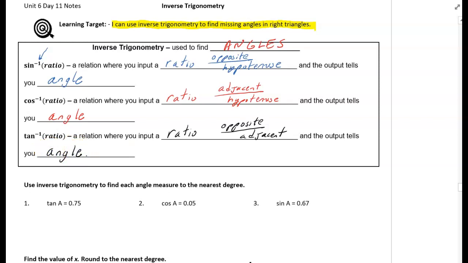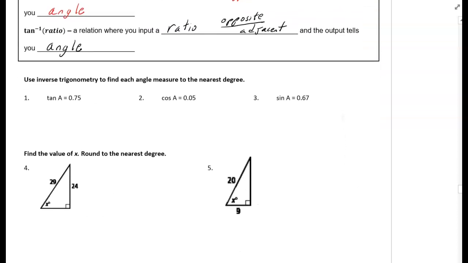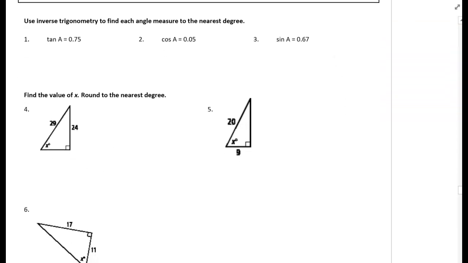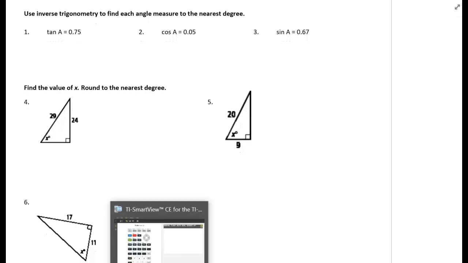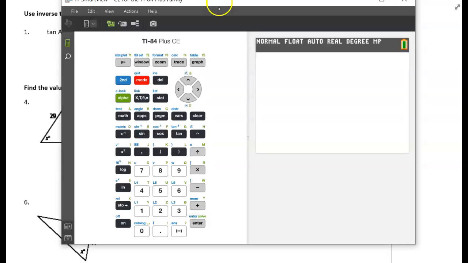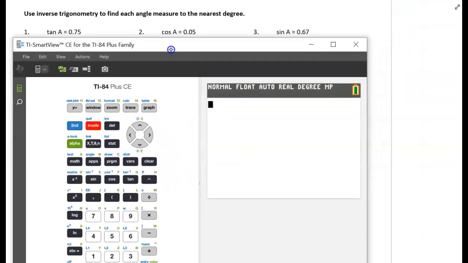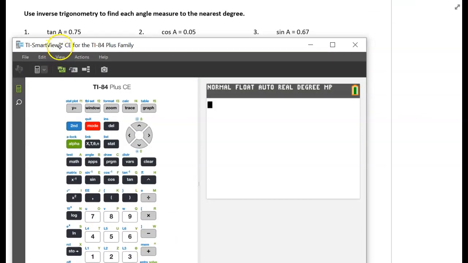So let's look at some calculator examples on this page, numbers 1, 2, and 3. So if you pull up your calculator, you can follow along. For the first problem, where it says tangent of A equals 0.75, we're going to press second tangent, and you can see the red highlighted buttons, and then we're going to say 0.75, and hit enter. And that is the angle A for problem number 1.